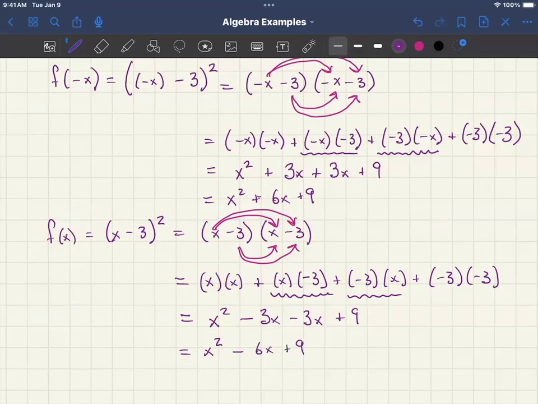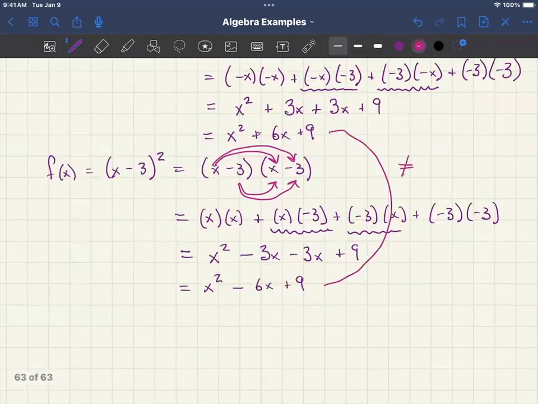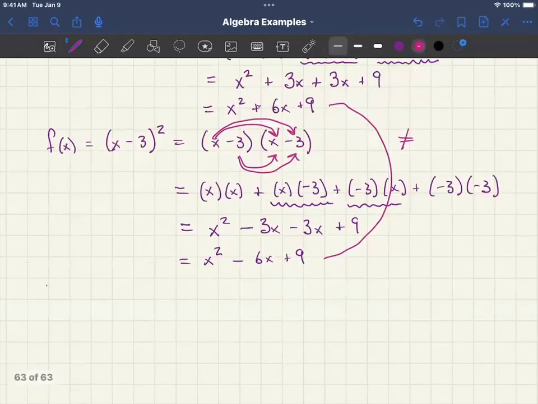And you'll notice that these two are not the same. So this is not an even function, despite the fact that it's got the squared up there. Because we modified our function on the inside before we squared it, it's not going to end up the same. And we can actually do a little bit of a test case to double check as well.